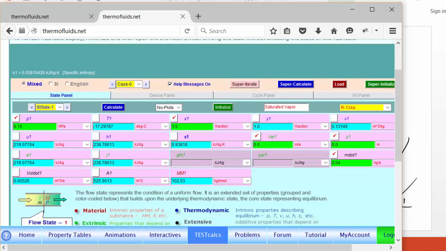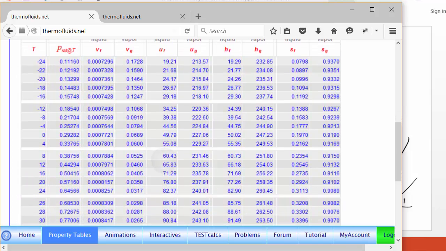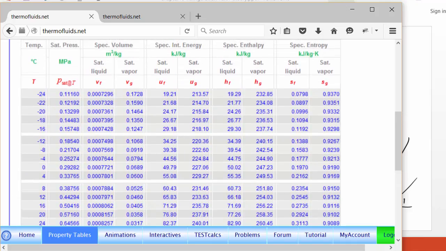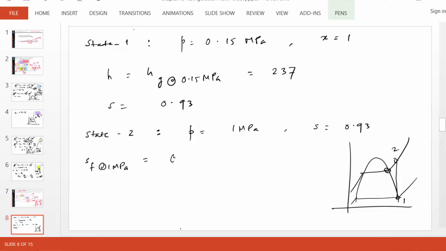It may take a little time. At 1 MPa, we want to find the saturated sg at 1 MPa. So this is very close to 1 MPa, and you can see the value is about 0.9045. So therefore, you can see that s is greater than sg. So therefore, it is superheated vapor.